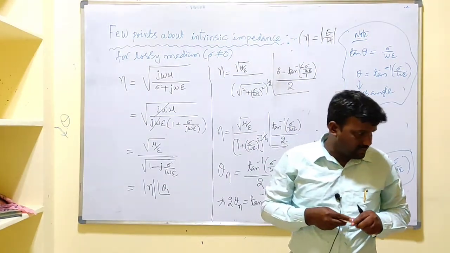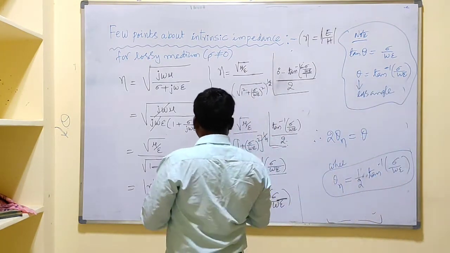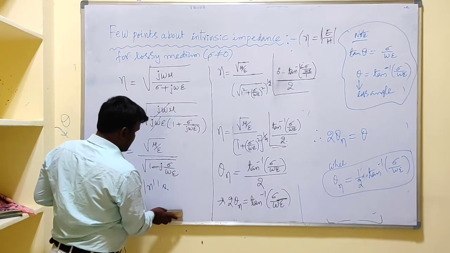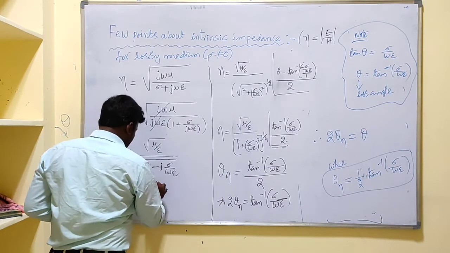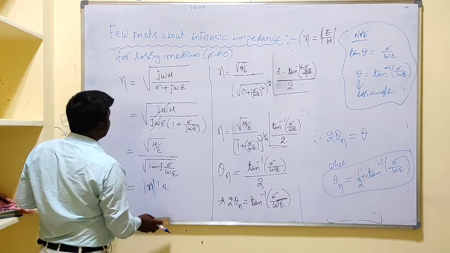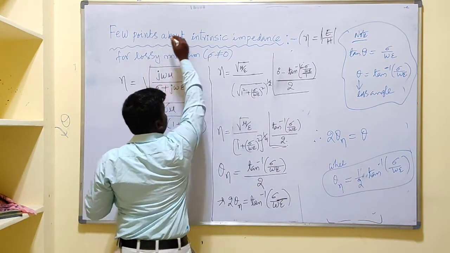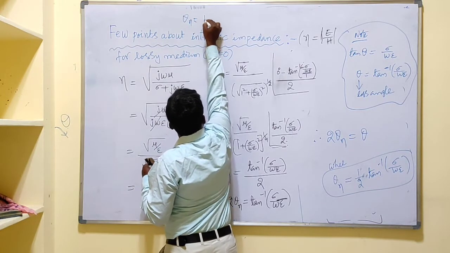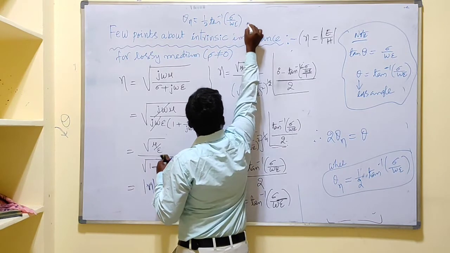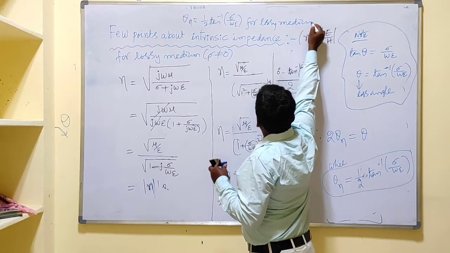lossless medium and free space. For lossless medium and free space, I will erase this entire part. For lossy medium there exists eta, theta n. We have theta n for the lossy medium. I will write that here: theta n is equal to 1 by 2 tan inverse of sigma by omega epsilon, for lossy medium.